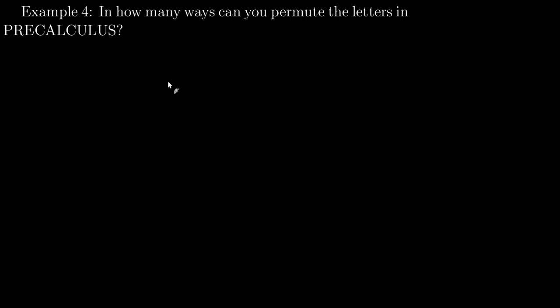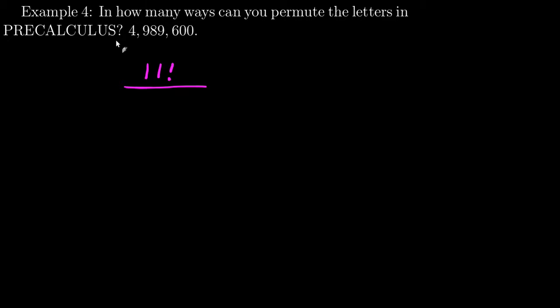Okay, example 4. In how many ways can you permute the letters in pre-calculus? Pause the video, try to solve it. All right, there are 4,989,600 ways to permute those letters. This is very similar to the Mississippi example in the main video. So we can see that there are 1, 2, 3, 4, 5, 6, 7, 8, 9, 10, 11 letters. So 11 factorial. But in here, there are a couple of repeats.